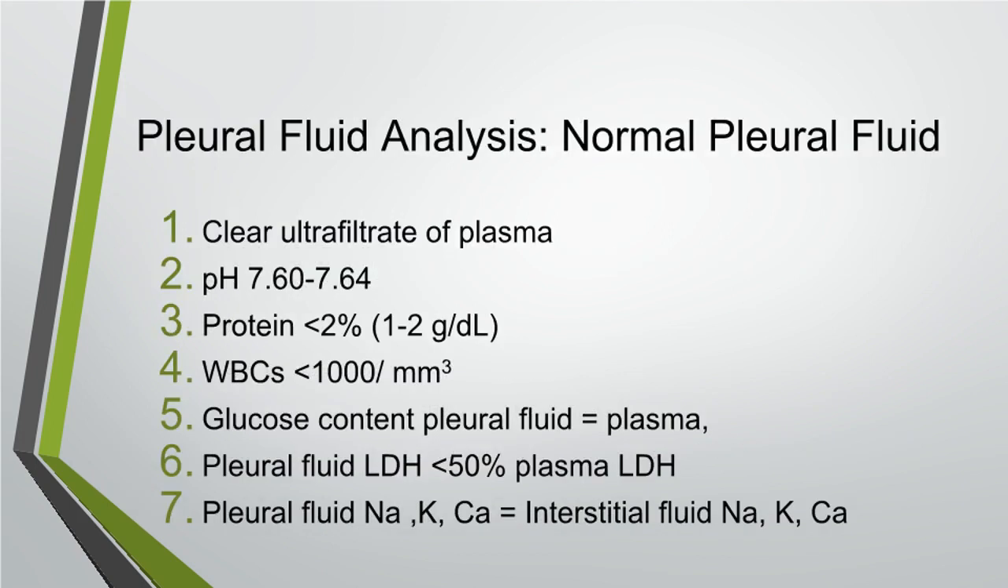Pleural fluid present normally in lungs has a pH of 7.6 to 7.64. Protein level ranges from 1 to 2 gram per deciliter. Leukocytes fewer than 1000 per cubic millimeter, glucose content similar to that of plasma, lactate dehydrogenase level less than half of plasma, sodium, potassium and calcium concentration similar to that of the interstitial fluid.